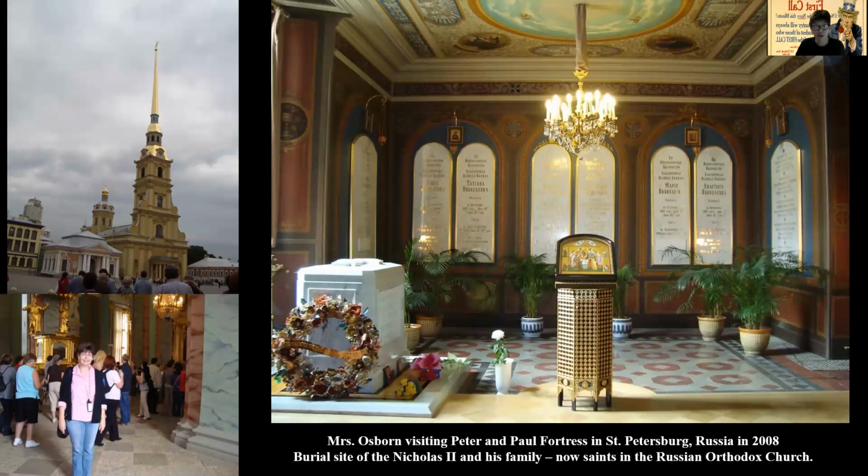This is a chapel showing the burial site of Nicholas II and all of his family. You have Nicholas and Alexandra right here in the center. You have the daughters on both sides of them. You have the heir, Alexei, here. And you have the servants who died with them, Dr. Botkin, Demidova, the maid, buried here in this tomb.